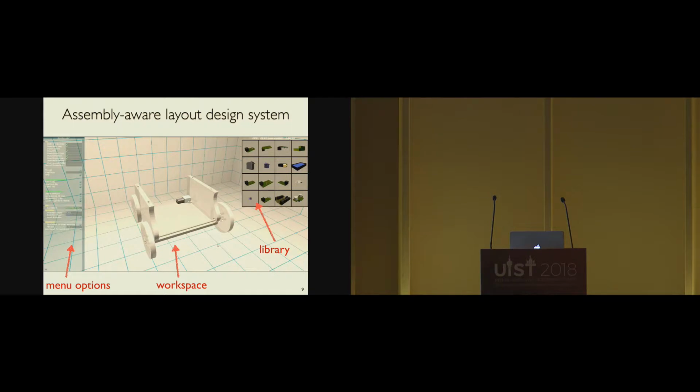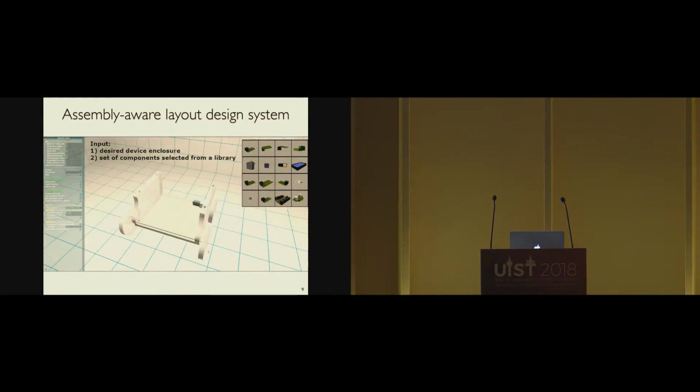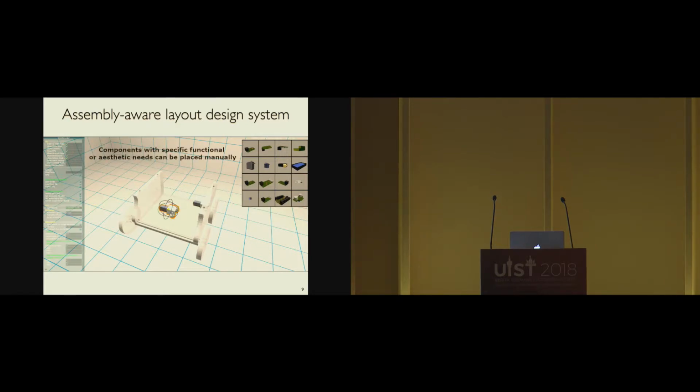This is how our interface looks. It is very visual to be easy to use. In the center, we have the workspace where users create their devices, while on the right, we have a library of components. Various options for exporting and saving the design, animating the assembly process, etc., are available in the menu bar on the left. Our typical design session begins with users loading their desired device enclosure in the workspace and dragging and dropping components from the library.